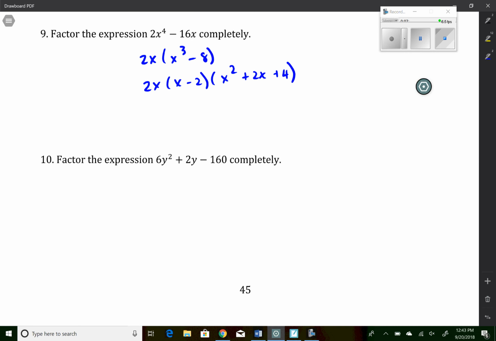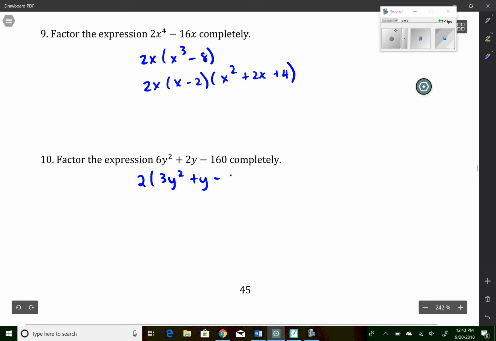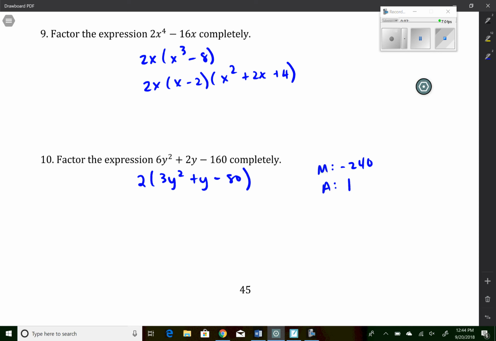Last one also says factor completely. GCF there is 2, leaving us with 3y squared plus y minus 80. Multiply 3 and negative 80 together, and we get negative 240. And we want to add to 1. So numbers that multiply together to make negative 240 would add to make 1. So we're going to wind up getting a positive 16 and a negative 15.